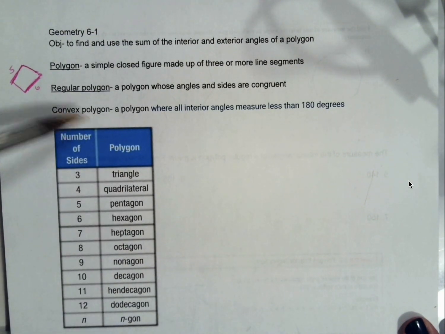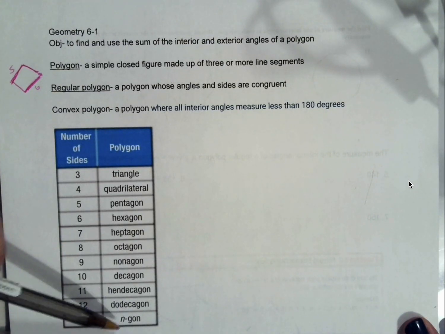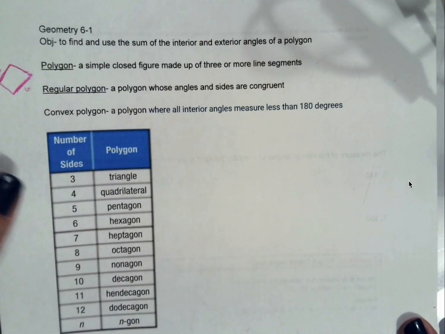These are all of the names of the polygons that you should know at this point. 3-sided is a triangle, 4-sided is a quadrilateral, and so on. The ones that you probably don't know are towards the end. A 9-sided is a nonagon, 10-sided is a decagon, 11 is a hendecagon, 12 is a dodecagon, and anything past 12 is that number-gon. So if we had a 13-sided figure, it would be a 13-gon. A 100-sided figure, a 100-gon.